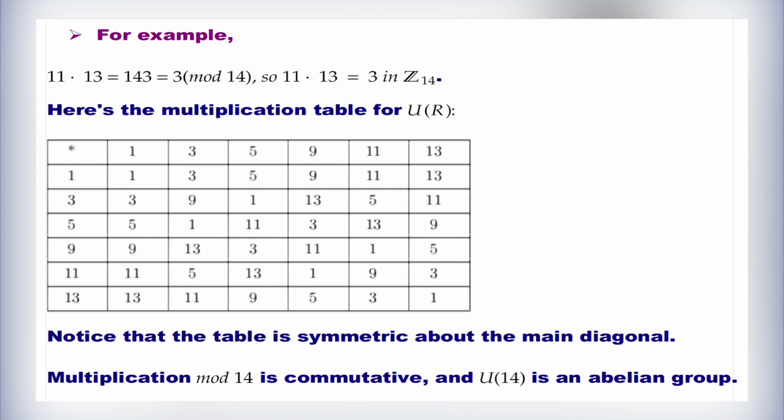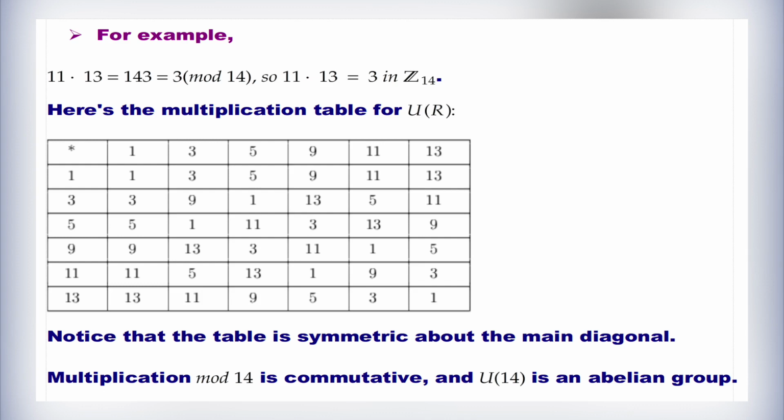Now, we construct the Cayley table for U(14). Here the operation star is multiplication modulo 14. The elements in U(14) are 1, 3, 5, 9, 11 and 13. Here we write them in the first column and in the first row. Now, we multiply the elements. 1 star 1 is 1, 1 star 3 is 3, 1 star 5 is 5, 1 star 9 is 9, 1 star 11 is 11 and 1 star 13 is 13. Similarly, we multiply the first column also.